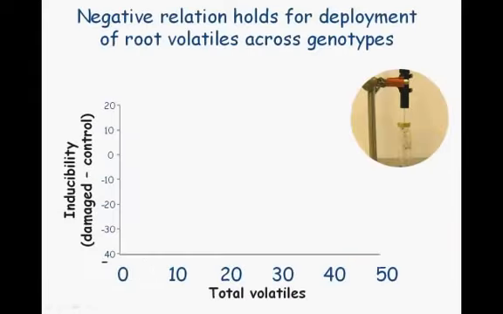That negative correlation holds for the deployment of root volatiles as well. And this was a surprise to us. I wasn't really expecting this, but the genotypes that produce a lot of VOCs constitutively in the absence of damage are the lowest inducers. Again, in fact, here they're actually declining in the VOCs in the rhizosphere, whereas those that put the least upfront constitutively induce the most.